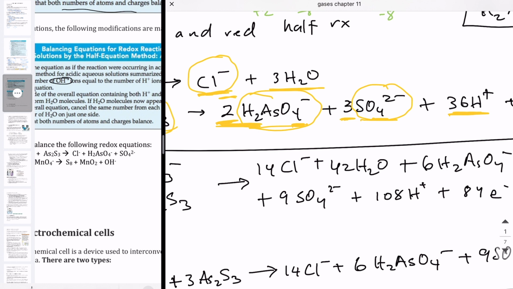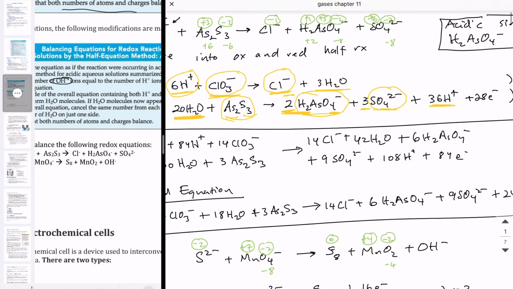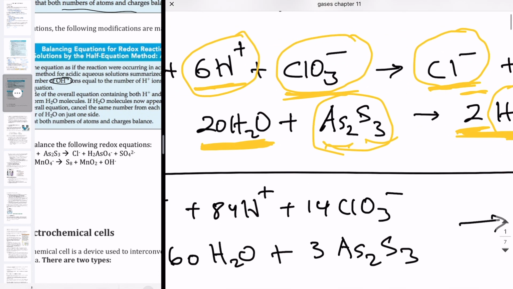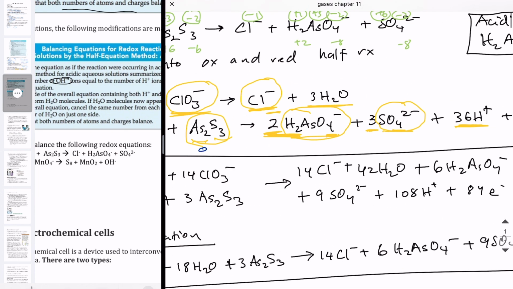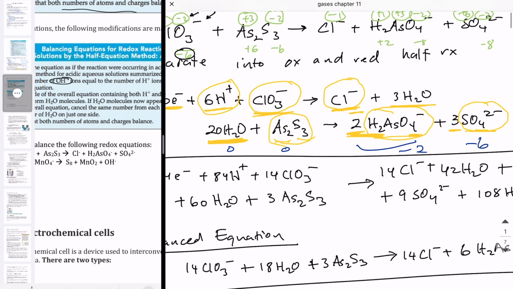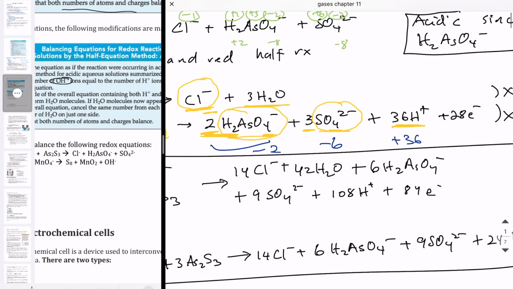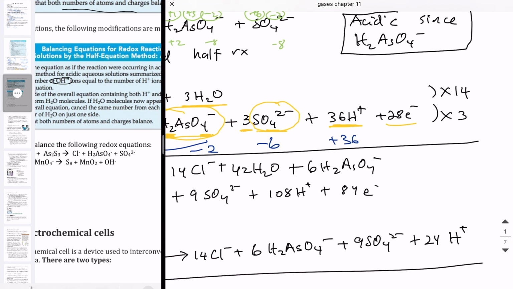The last part is to balance charges. For that, I'm going to need to calculate all the charges on the left and the right. On the left, I have 0 and 0 here. These are both neutral molecules. On the right side, currently I have -2. 3 times -2 is -6, and I have plus 36. So if I count that, I have 28 plus charge on the right side. I have 0 on the left. So to balance that out, I'm going to need to add 28 electrons, and that's where that number comes from.